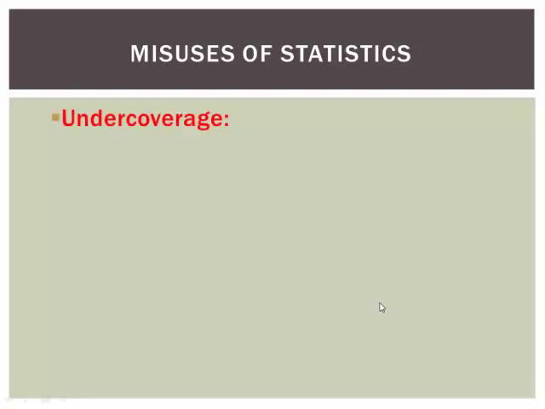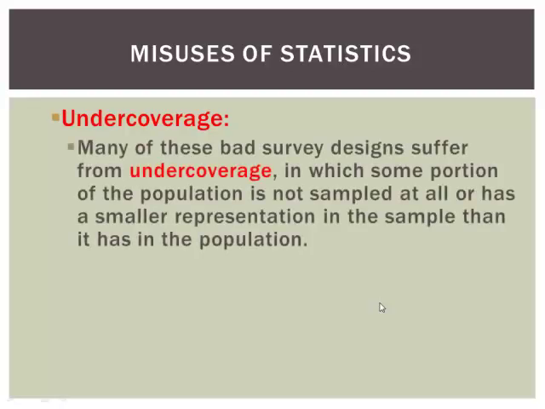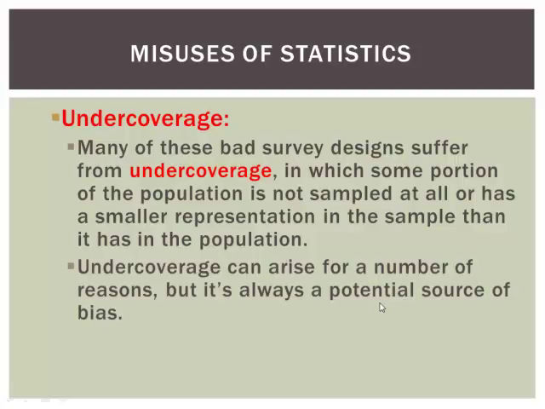We've already talked about this in other contexts, but undercoverage is something that occurs often. Many of these bad survey designs suffer from undercoverage. Some portion of the population is not sampled at all, or has a smaller representation in the sample than it has in the population. And so that invariably leads to a potential source of bias.